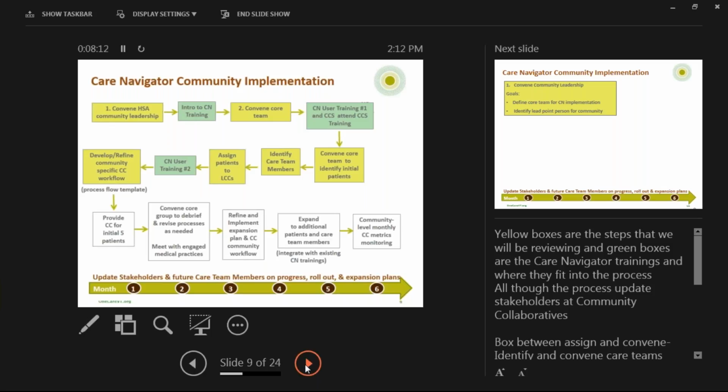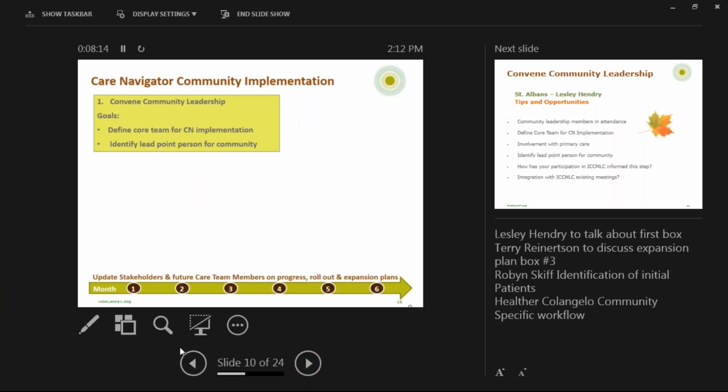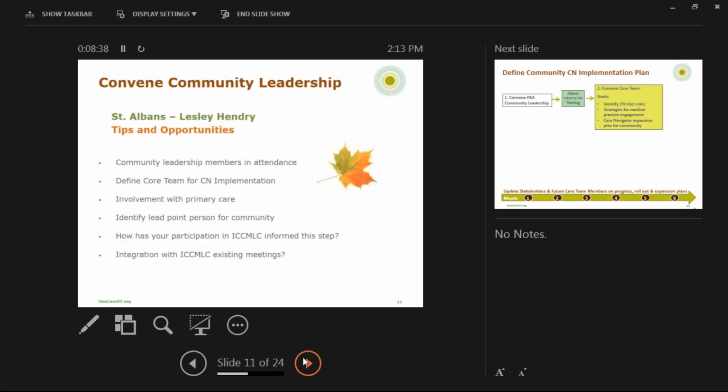So with each of those boxes, I'm going to go ahead, and the first one that we're going to talk about is the first step of convening community leadership. The goals are defining the core team for Care Navigator implementation and identifying a lead point person in the community. If you could go to that next slide, we have Leslie Hendry, who's going to share tips and opportunities. If you could just introduce and talk a little bit about your role.